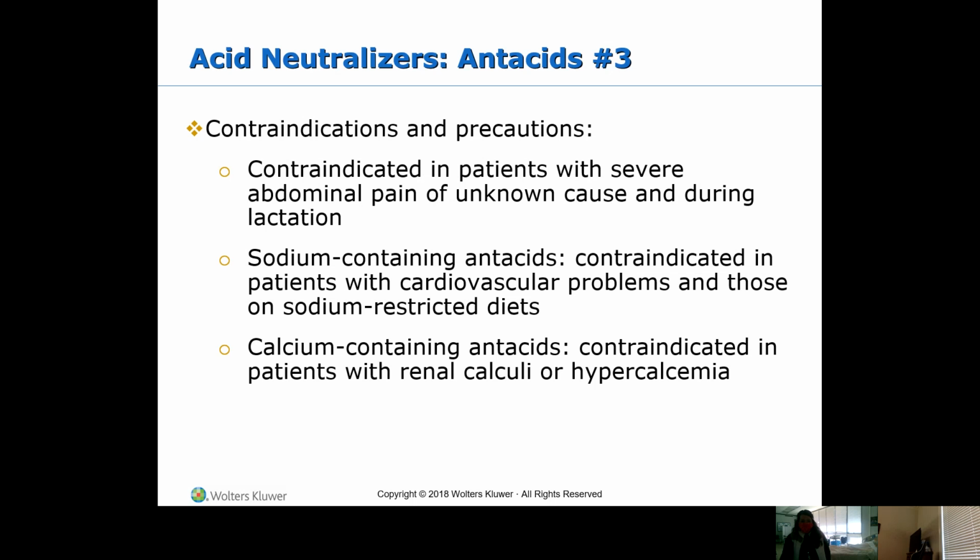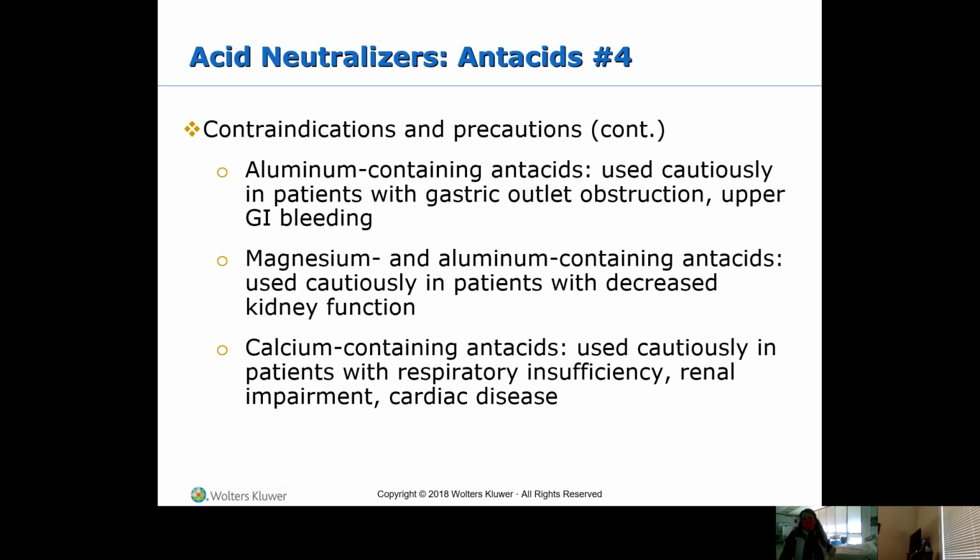All right. So you saw that some of these had aluminum, magnesium, and some of them have sodium. If they have sodium, we're not going to use them in patients who have cardiovascular problems, because remember we talked about the water following the sodium, it could increase their pressure. So we're not going to give this to those patients. And we're not going to give calcium carbonate, anything with calcium, to somebody who already has hypercalcemia, right? And hypercalcemia is a calcium of greater than what? 11. Yes, good job.